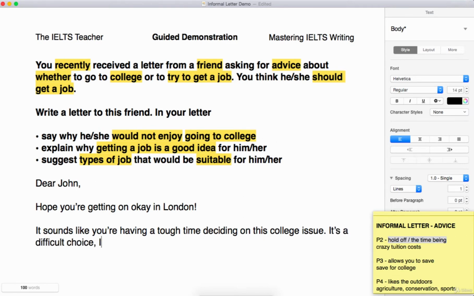We're going to sympathize with our friend. It's a difficult choice, I know. Now here we go. See if you can remember what this goes like.